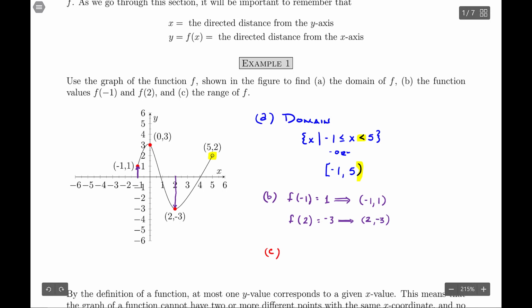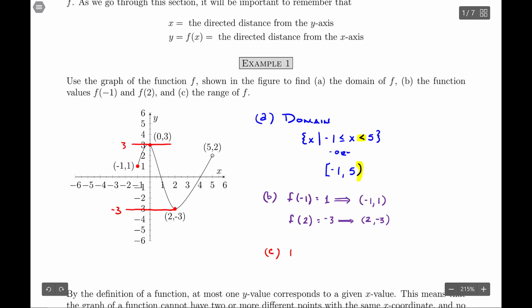And then finally, for part C, we're looking at the range. The domain looks at the x values, the range looks at the y values. When we're evaluating a graph for its range, we start at the lowest y value. In this case, it's at -3. And then we go up to the greatest y value, which in this case is +3. So we're looking vertically.